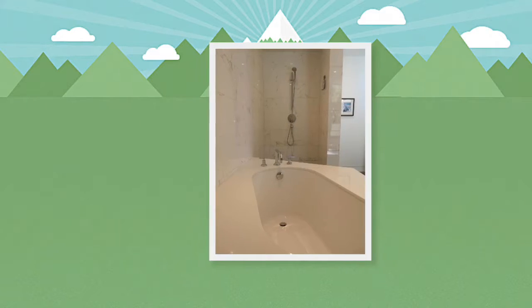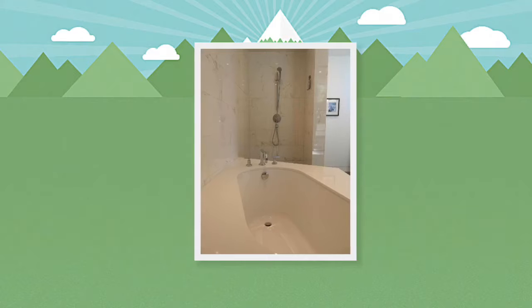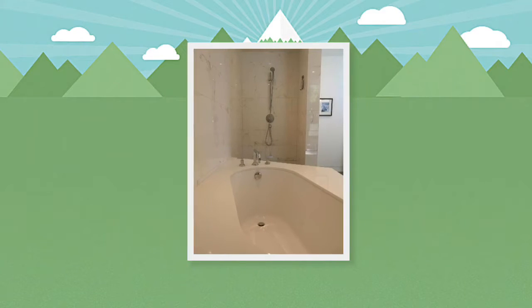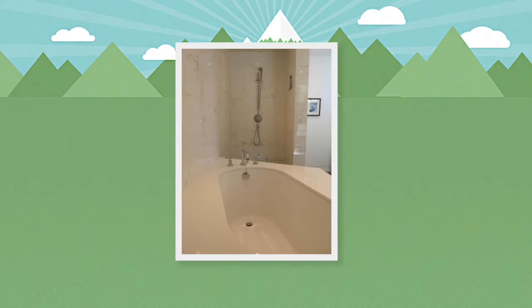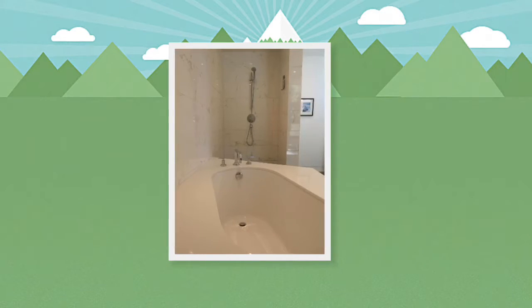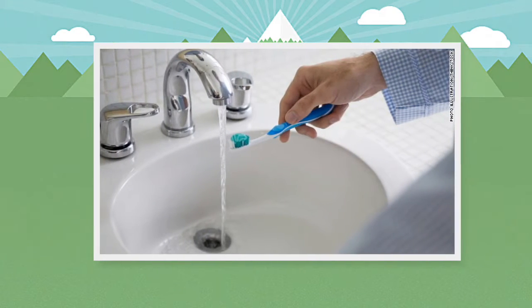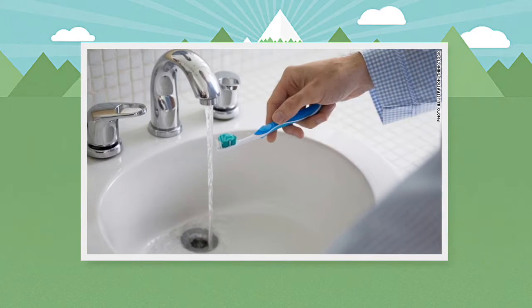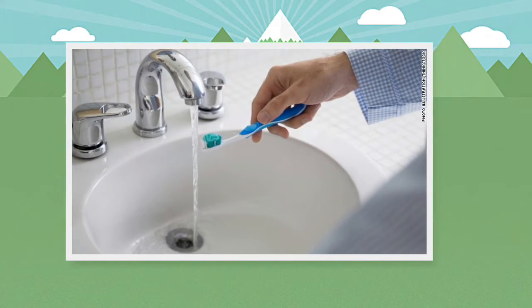Point number 11. The average 5-minute shower takes 15 to 25 gallons of water. Around 40 gallons are used in 10 minutes. Point number 12. Take short showers instead of baths. A full bathtub requires about 36 gallons of water. Point number 13. You use about 5 gallons of water if you leave the water running while brushing your teeth.